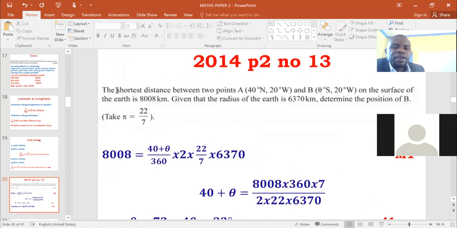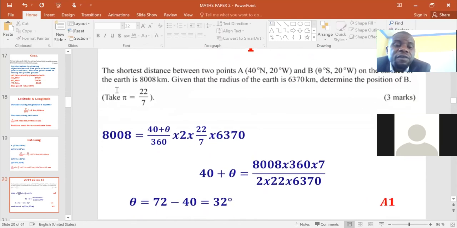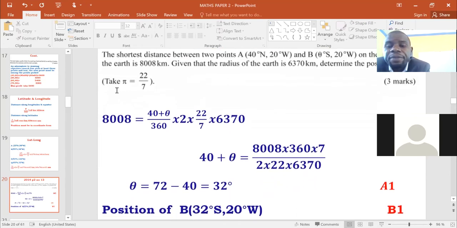Now, you can also notice there that we have 20 west, 20 west. That means those points lie along the same longitude. So we go for the formula theta over 360 times 2 pi r. Now, I need to explain. Most students always confuse the M. If we talk about method mark, it is awarded not because of writing the formula itself, but using that formula appropriately. That's why I have not written theta over 360 times 2 pi r, but I've just substituted it.